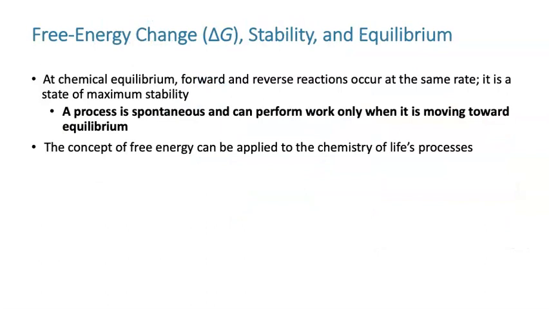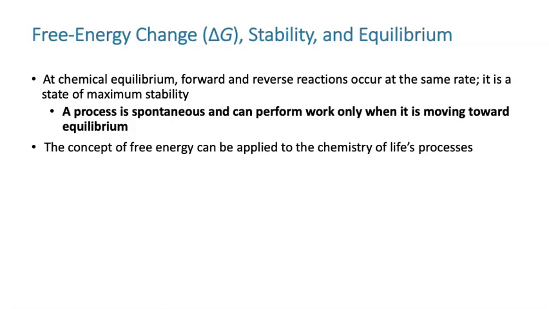Eventually, you're going to get to something called chemical equilibrium. And in chemical equilibrium, the forward and reverse reactions occur at the same rate. So it's as stable as you're ever going to get, if a chemical reaction is going forward as well as in reverse.